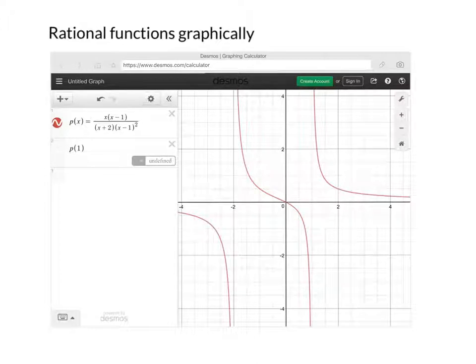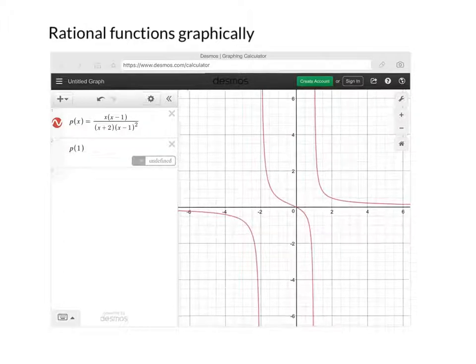And so through our worksheets, we're going to explore this a little bit more. How do I identify vertical asymptotes? How do I identify holes? But hopefully this helped out a little bit, just to see these things graphically.